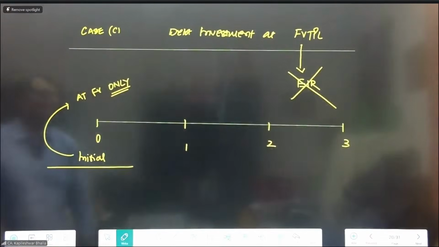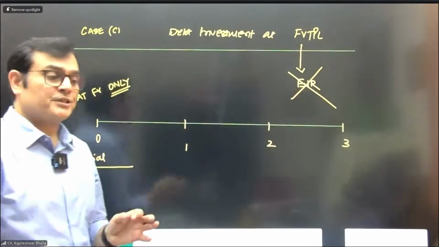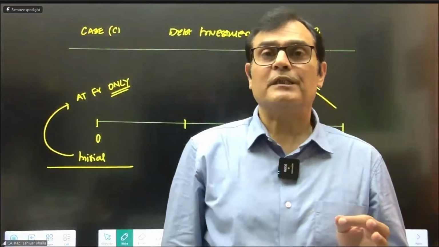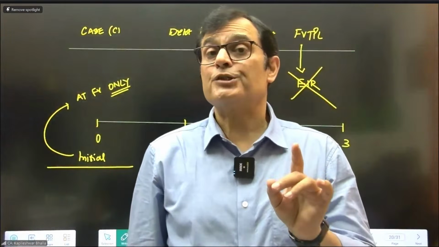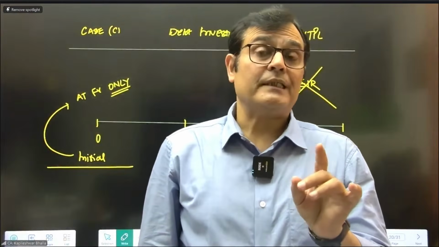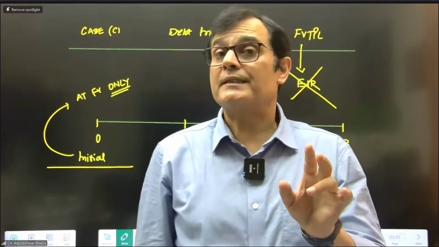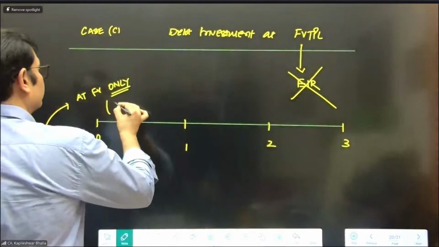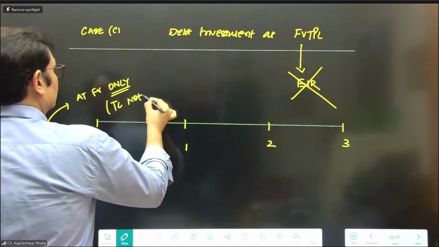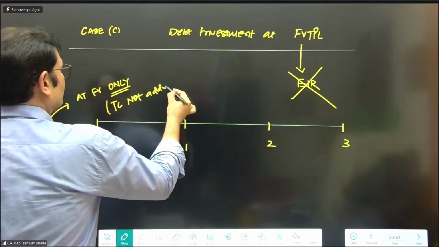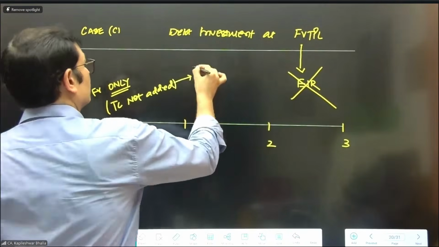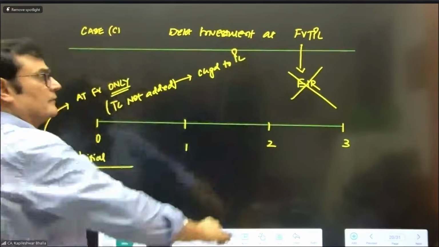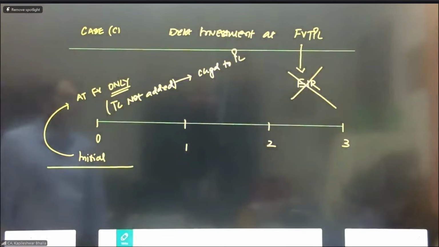That's one crucial point. When you consider FVTPL, whether it is debt or equity investments, TC is not added. TC is added in all categories except the case of FVTPL. Then what do you do with the TC? It is charged to the profit and loss account.